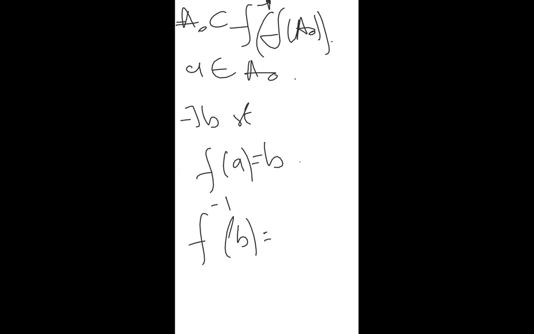So A sub zero, we want to show that A sub zero is a subset of this set. Okay, so we take an A in A sub zero, right? And then we say that there exists a B such that F of A is equal to B. And then we define a set F negative one of B, which is the set of all pre-images A such that F of A equals B. And we have that this set is in F negative one of A sub zero.